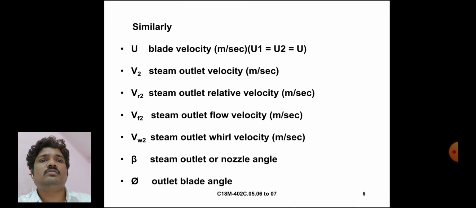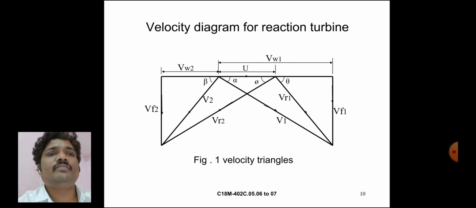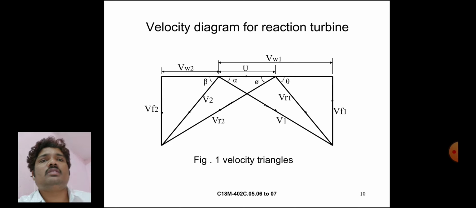In this figure, phi is the outlet blade angle, theta is the inlet blade angle, alpha is the inlet angle, beta is the outlet angle or nozzle angle.